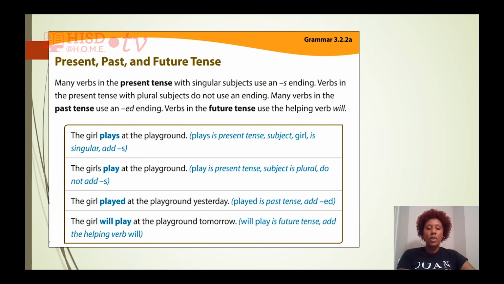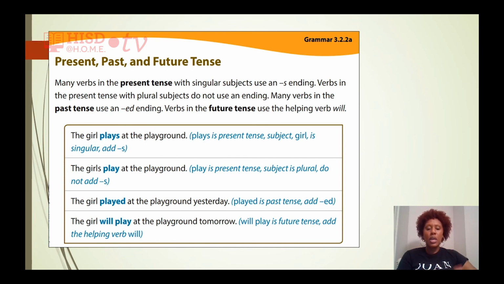Let's look at the following examples. The girl plays at the playground. Plays is the present tense. Subject is girl. We only have one girl, so we're adding an s to the verb of plays. But if we look at this with more than one girl, the girls play at the playground, the girls is plural, which means more than one. So we're going to just leave play by itself. We're not going to add an ending to it.